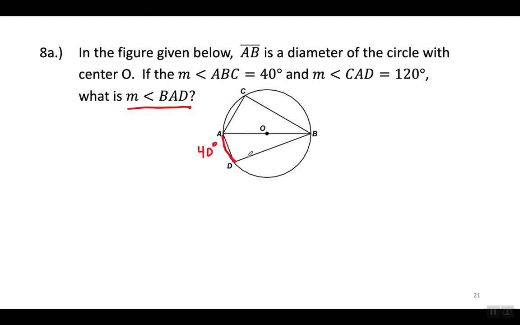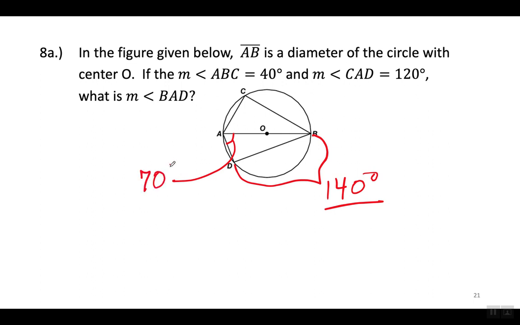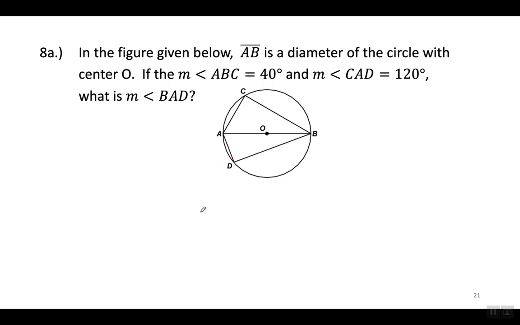And the question was, what is the measure of angle BAD? Wait a minute, did I make a mistake? Oh, yeah, okay, I got confused for a second. One more thing I forgot to do. If this is a diameter, that means that this is a semicircle. A semicircle is 180 degrees. So if this portion is 40 degrees, the remaining portion has to be 180 minus 40, which is 140. All right? So this arc right here is 140 degrees. That means that the measure of angle BAD has to be half of 140 degrees, which would be 70 degrees. So angle BAD is going to be 70 degrees.